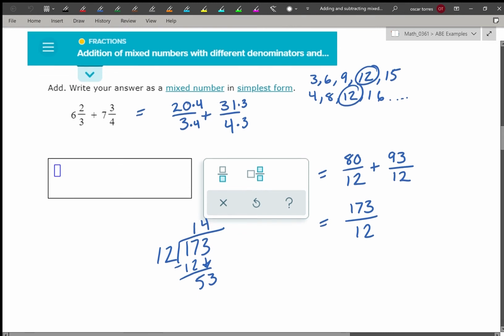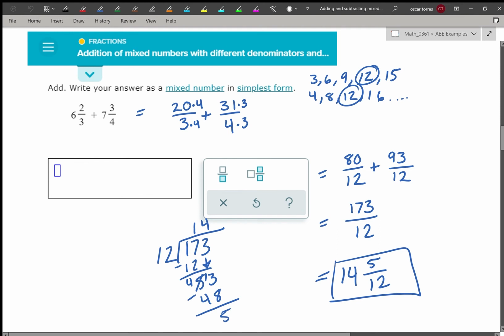What is 12 times 4? That's 48. So we subtract 48 from 53 and we're left with a remainder of, well, you can't do 3 minus 8, so you need to borrow a 1 from the 5. The 5 will become a 4, and this will become a 13. 13 minus 8 gives me a 5. So we have a remainder of 5. That means that for our final answer, my mixed number is 14, and my remainder of 5 out of the original denominator of 12. So this would be my final answer for the problem.